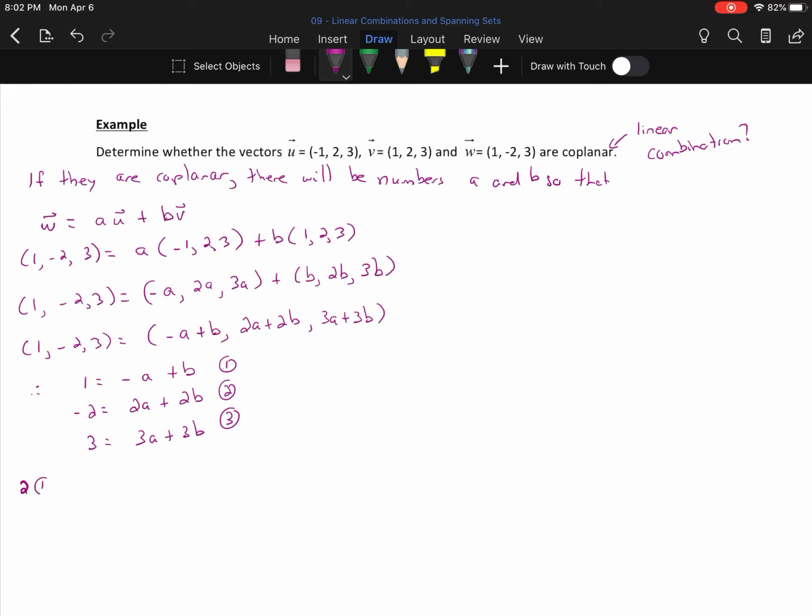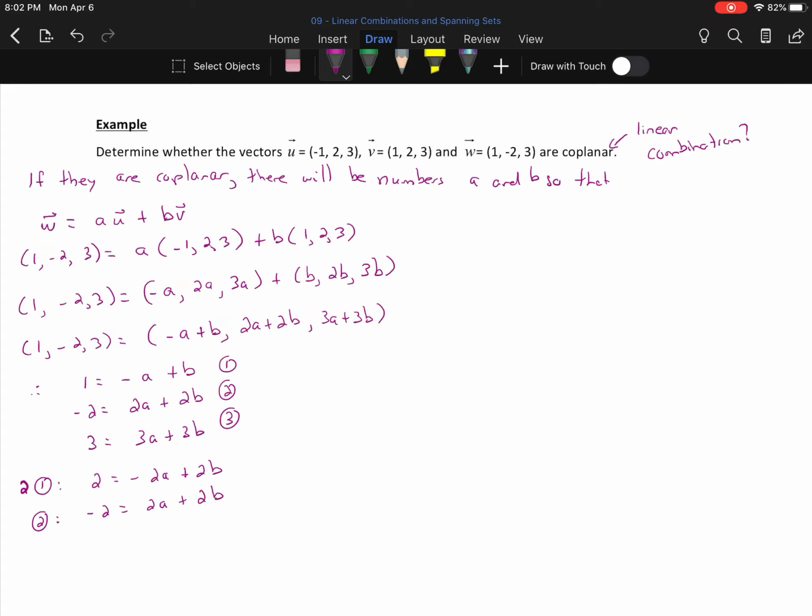So for 1 and 2, I'm going to look at this for just a second and go, okay, 1 and 2. Oh, I see a good way to do it. I'm going to go 2 times equation 1. And 2 times equation 1 gives 2 equals negative 2a plus 2b. I hope you see what I'm up to here. By using 2 times equation 1, I don't have to do anything to equation 2. And I've lined up the a's nicely. Equation 2 is negative 2 equals 2a plus 2b.